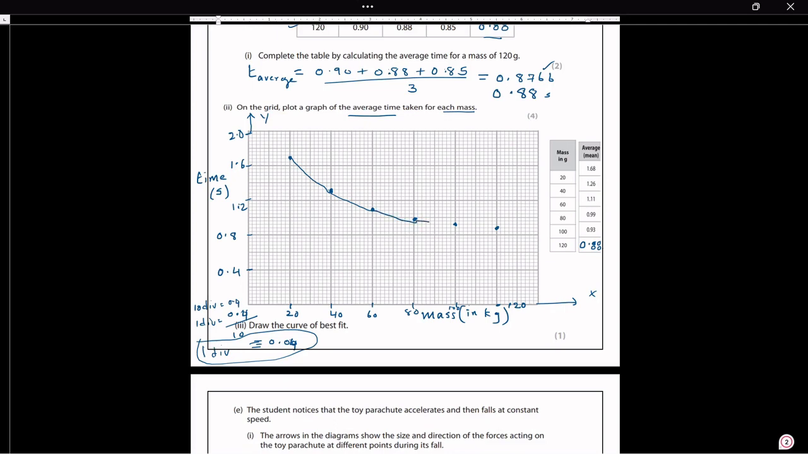I think it is not joined correctly, but judge by your eyes and join it. So this is the expected graph. See, look at the marking here.